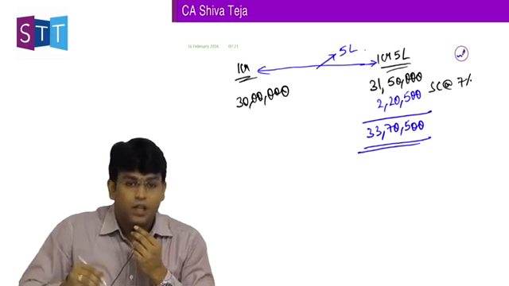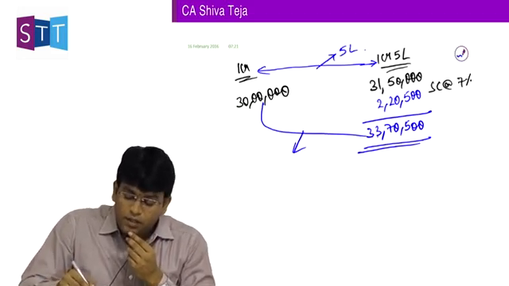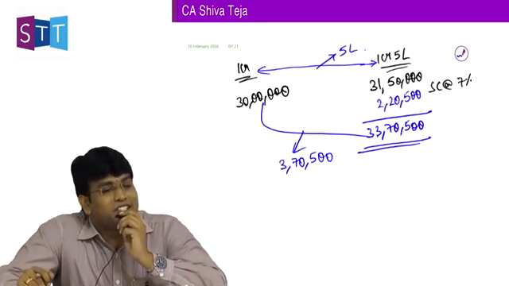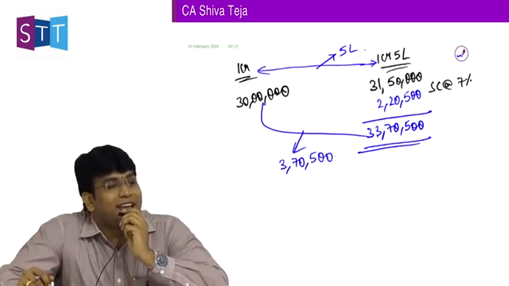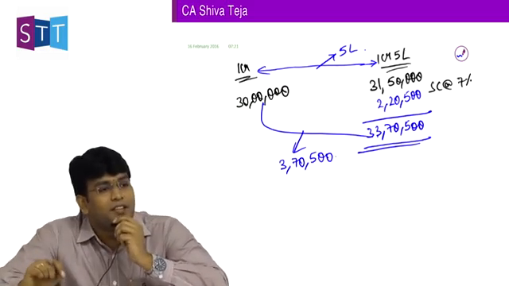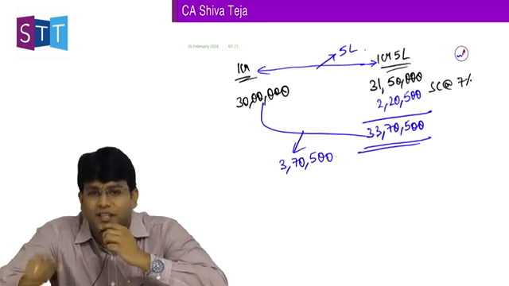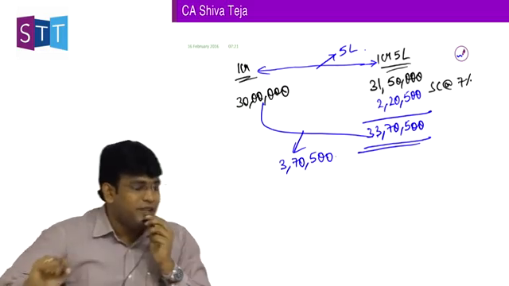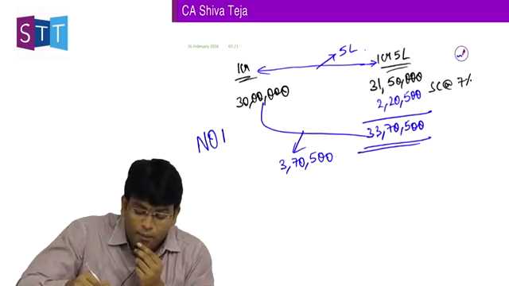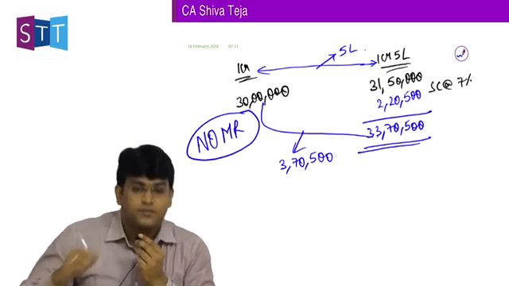5 lakhs. What is the difference between these two taxes? 3,70,500. You tell me now, is the extra tax more than extra income? Extra income is 5 lakhs. Extra how much are you paying? 3,70,500. Am I asking you to pay more than what you have earned? No. Is your extra tax more than extra income? No. Answer is no marginal relief.